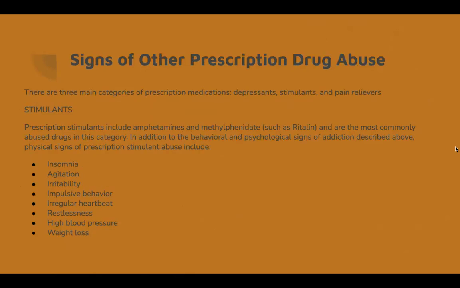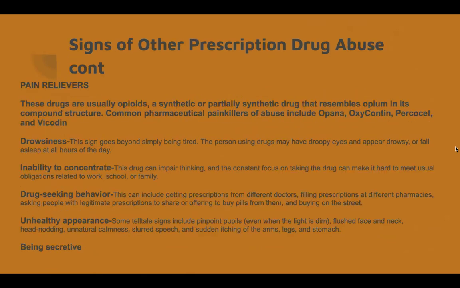Signs of other prescription drug use. There are three main categories of prescription medications: depressants, stimulants, and pain relievers. For stimulants, that includes amphetamines and methylphenidate, such as Ritalin, and they are the most commonly abused drugs in this category. In addition to the behavioral and psychological signs of addiction that we've already talked about, physical signs of prescription stimulant abuse can include insomnia, agitation, irritability, impulsive behavior, irregular heartbeat, restlessness, high blood pressure, and weight loss.